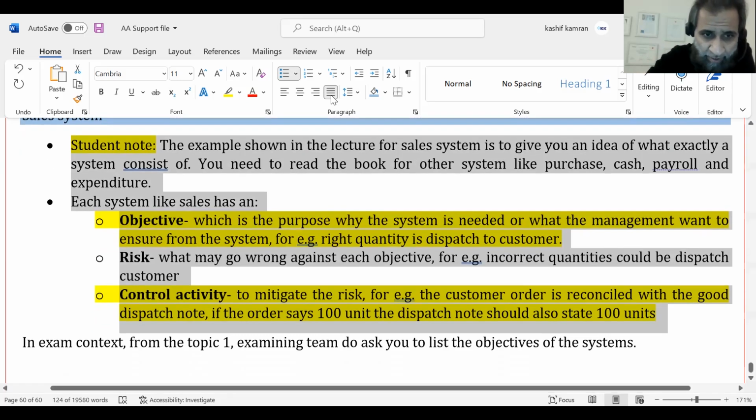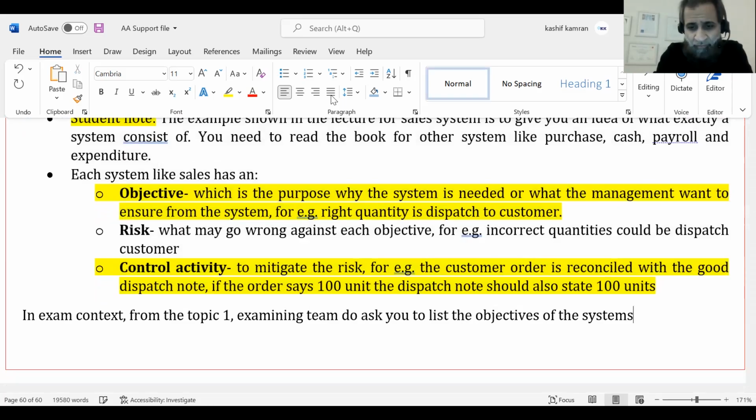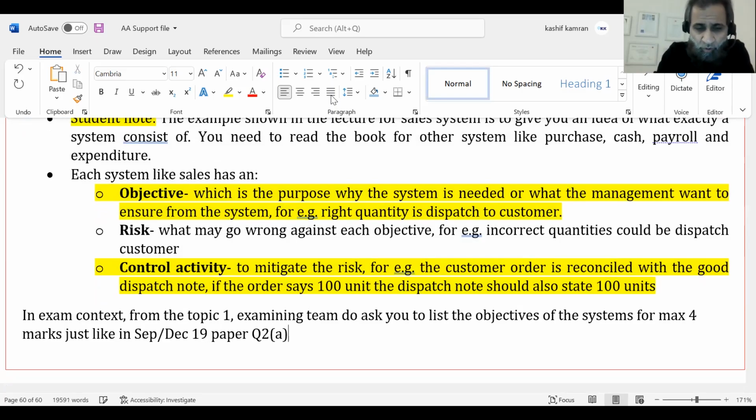So in exam context, from topic 1, the examining team do ask you a list of objectives of the system for maximum 4 marks, just like in the September, December 19 paper. Question number 2A. Let me show you that.